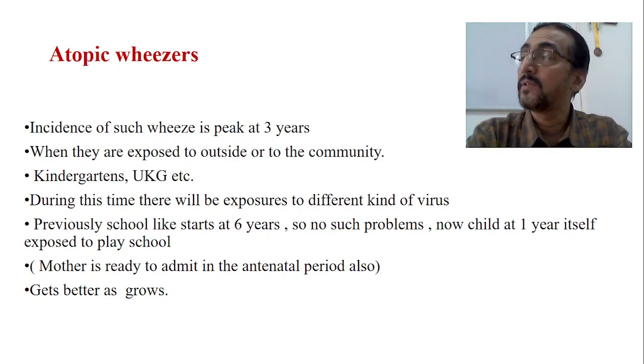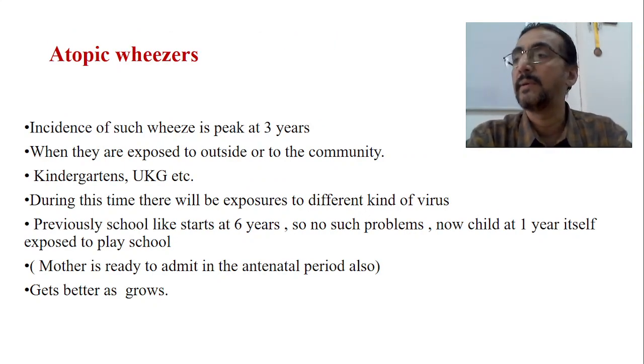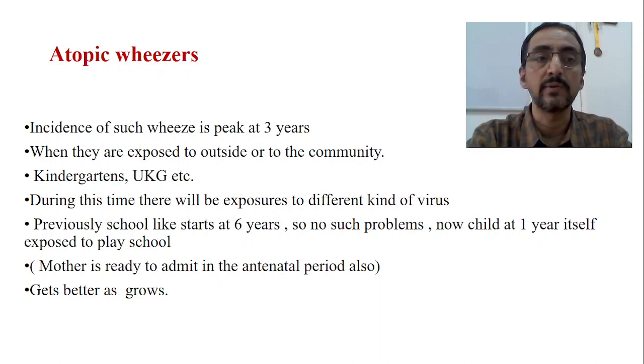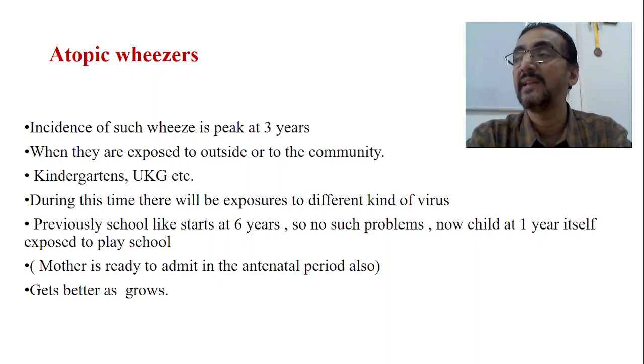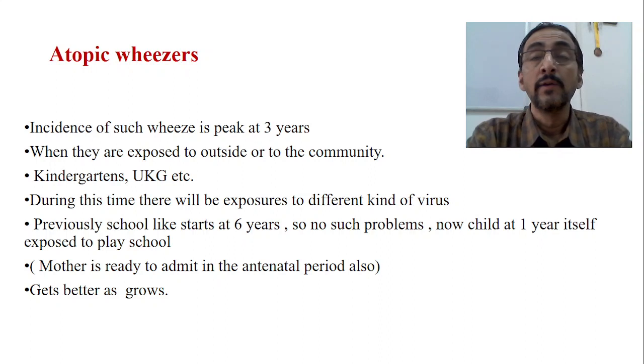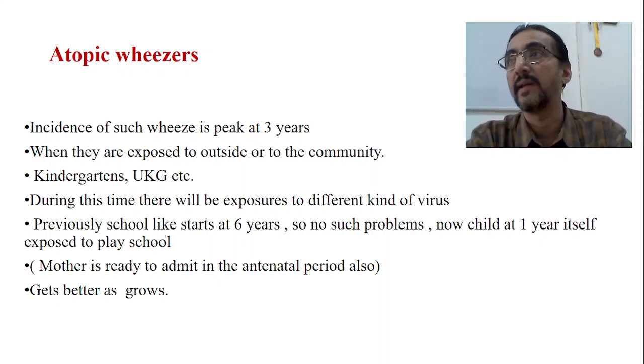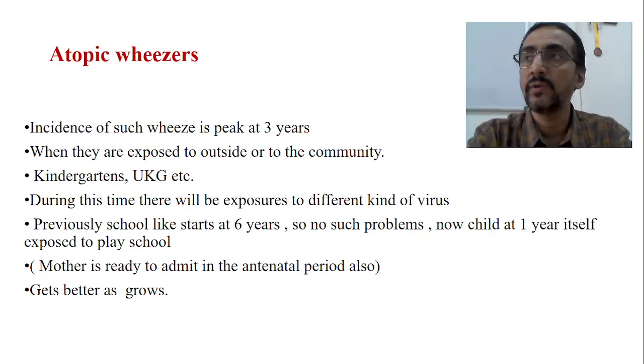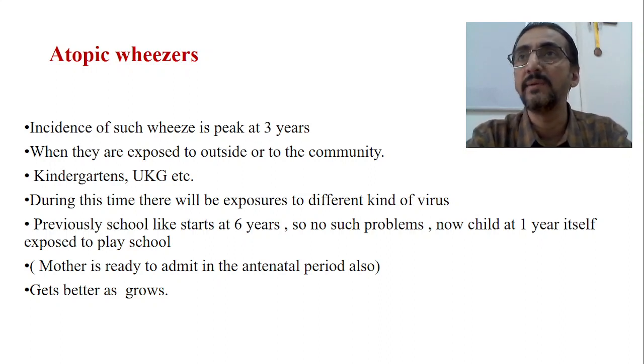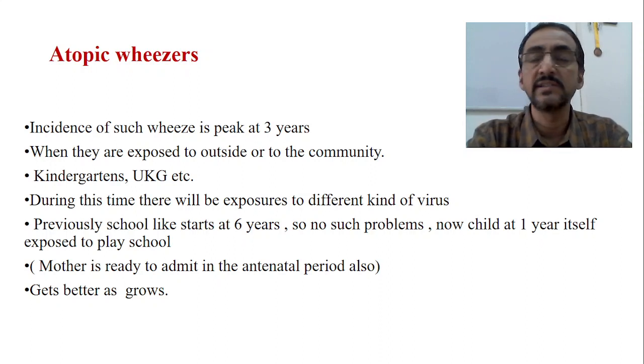Now, another type of wheeze which commonly occurs in the infantile period, the toddler period, and the preschool period is atopic wheeze. Atopic, we know, is related to allergy. Okay, so the incidence of such atopic wheeze is quite common at 3 years of age, toddler age, preschool age. Usually this happens when the child is exposed outside to the community for the first time. Now there is a tendency that we send babies to kindergartens, UKG, play school, etc., by 3 years of age.